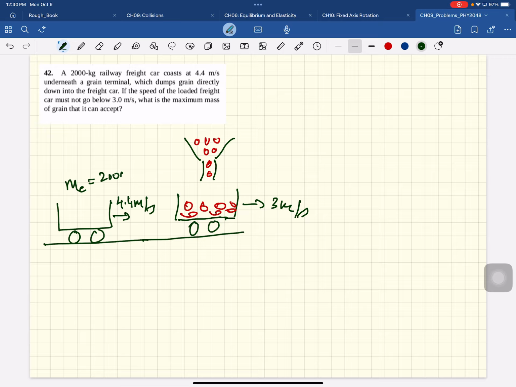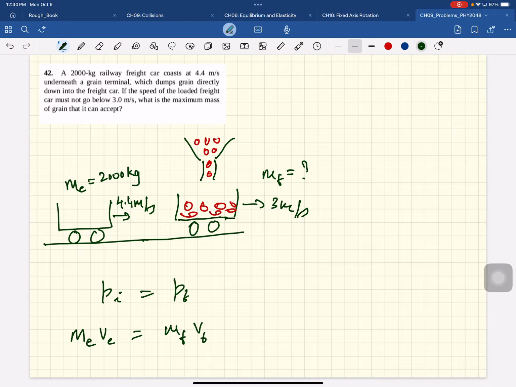All right, so this guy, the empty mass is 2,000 kg, and we want to find the full mass. Okay. Now, when the grain is dumped in this direction, okay, the impact force is in this direction, and that doesn't change the momentum in that direction. So in the horizontal direction, the momentum is conserved. So initial momentum should equal the final momentum. Okay? So in the horizontal direction, initial momentum is equal to final momentum. So mass of the empty cart times velocity of the empty cart should be equal to mass of the full cart times velocity of the full cart.